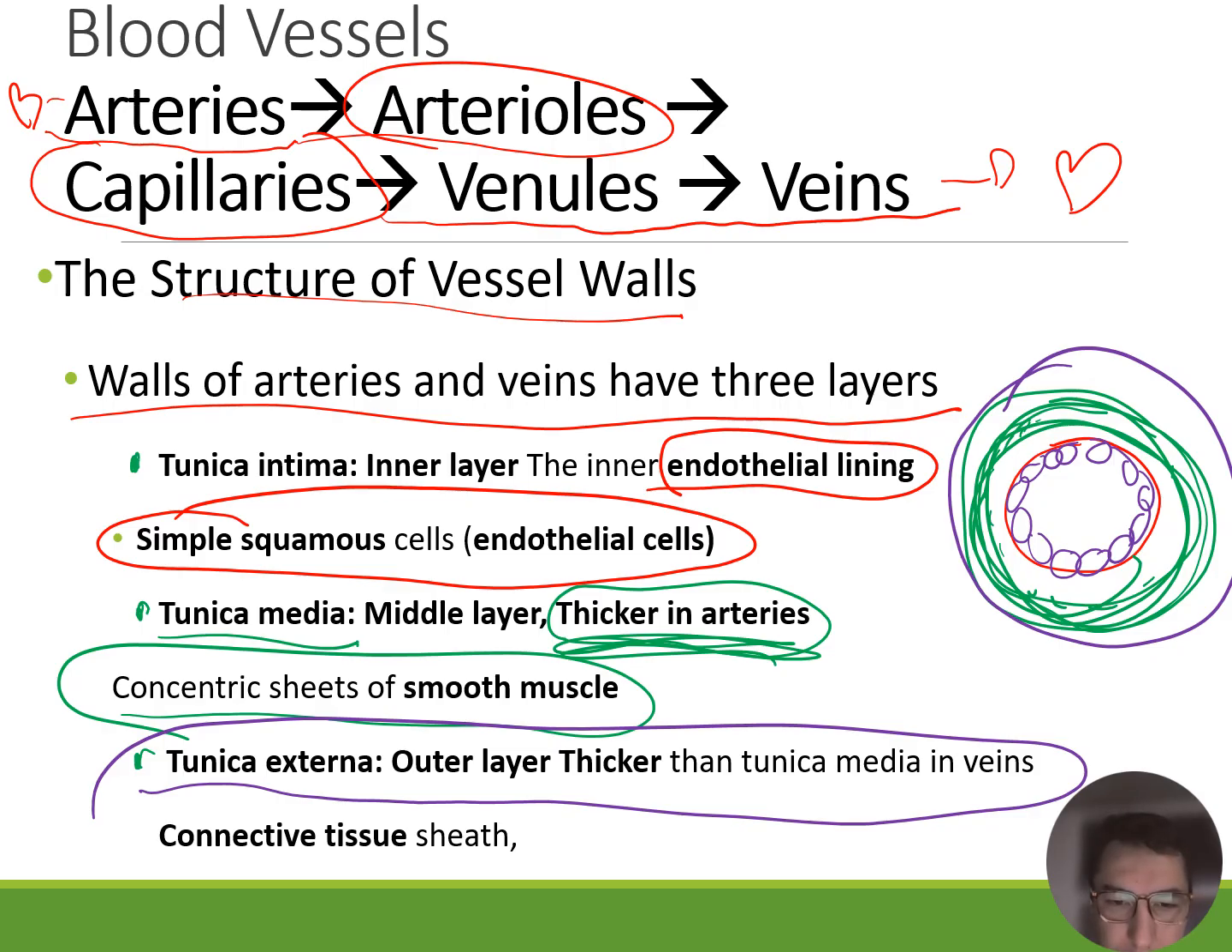Something else to remember is that there are going to be two elastic layers: the internal and the external elastic membrane in arteries. The internal is in between the tunica intima and the tunica media, and the external elastic membrane is going to be between the tunica media and the tunica externa. And this is what provides some of that elasticity to the arteries.